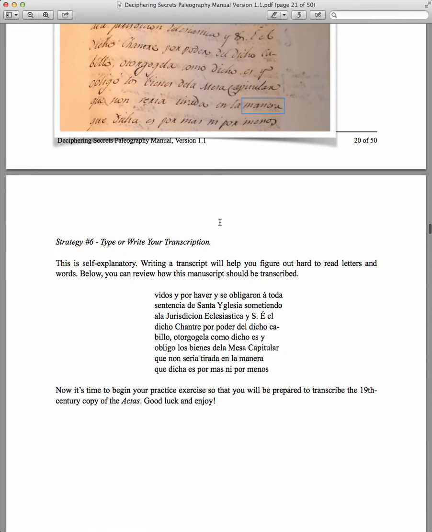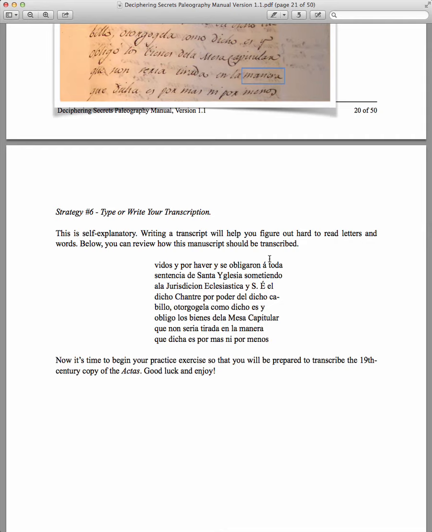And the last step that I would recommend is to type or write out your transcription. This is very self-explanatory, but by writing your transcript, it will help you figure out hard to read letters and words.